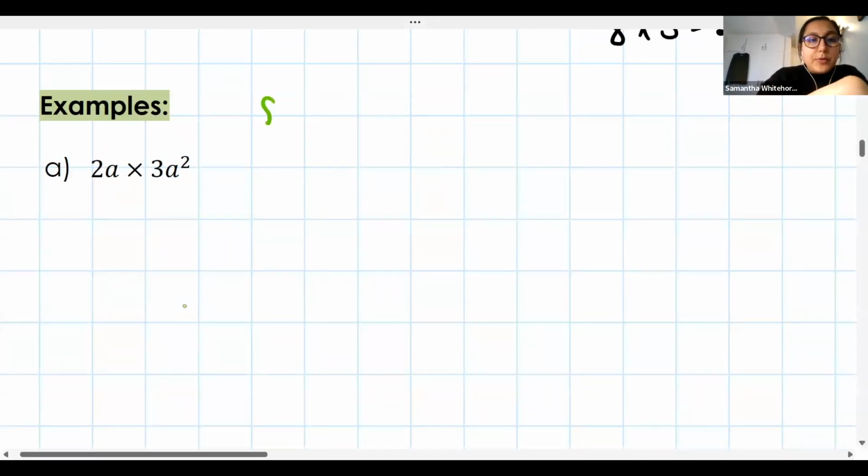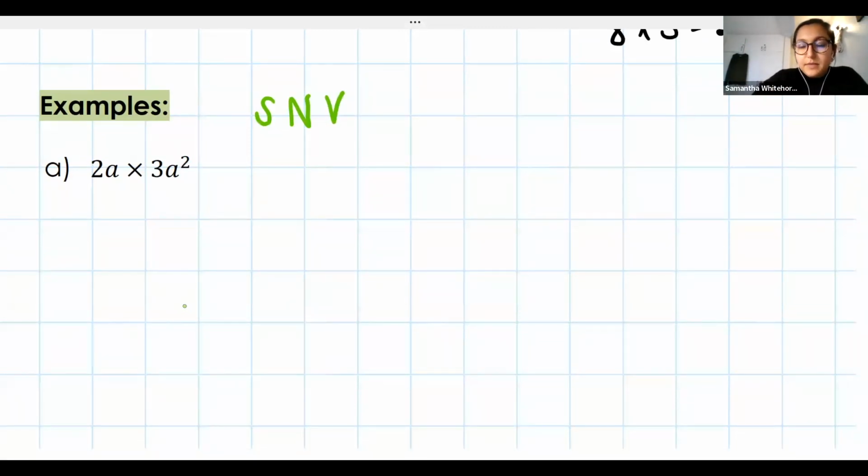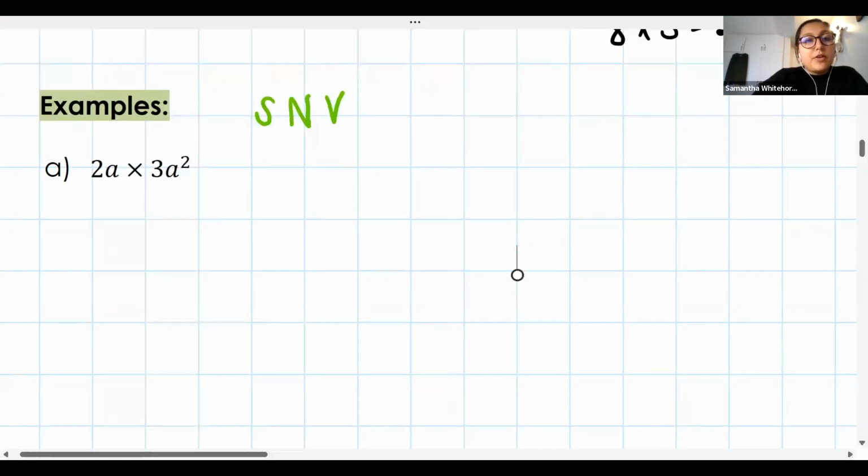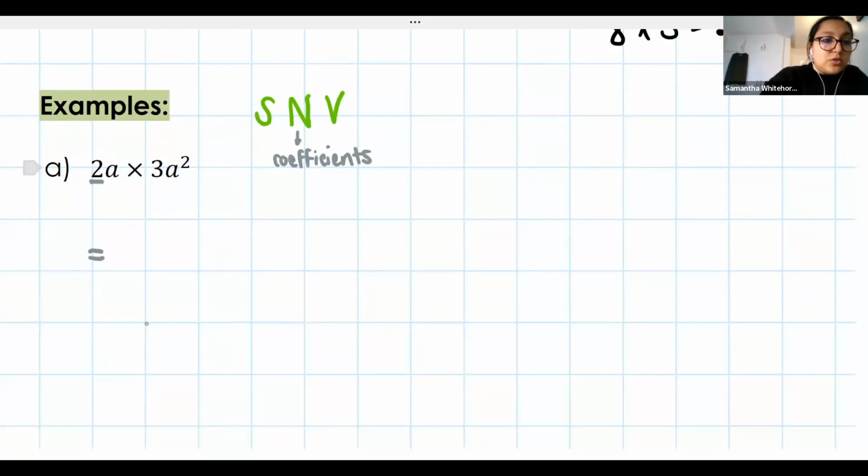Now remember, whenever you are multiplying or dividing, we want to remember SNV: signs, numbers, variables. So when it comes to this example, that's exactly what I'm going to do. My first thing that I double check is my signs. Here I've got a positive times a positive, no issue. I know I'm going to end up with a positive answer. Then I move on to my numbers. When I say my numbers, what I'm talking about are the coefficients of your variables. So we are now looking at the 2 and the 3.